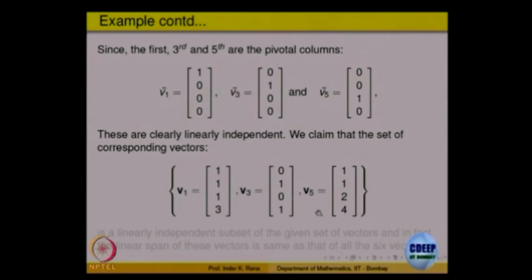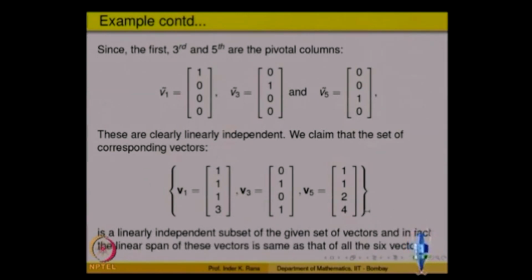Now the claim is these three vectors should be linearly independent, right, and should span everything. I want to check that also. Theorem says it should be so. So let us try to verify that by this example. I want to verify that this is a linearly independent subset and in fact spans all the remaining ones. So let us check.